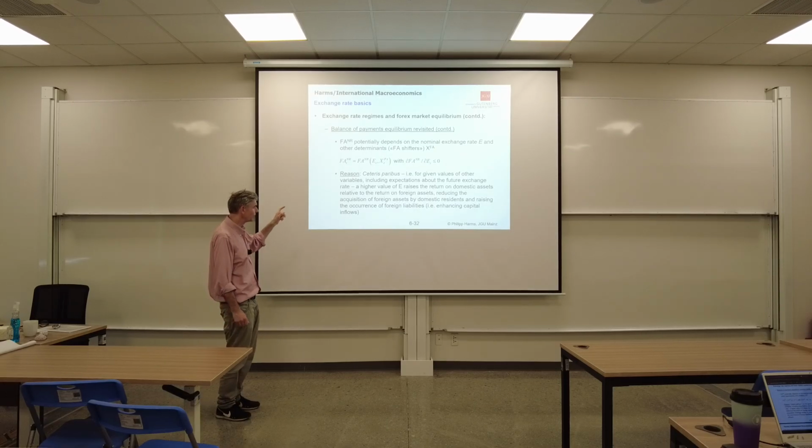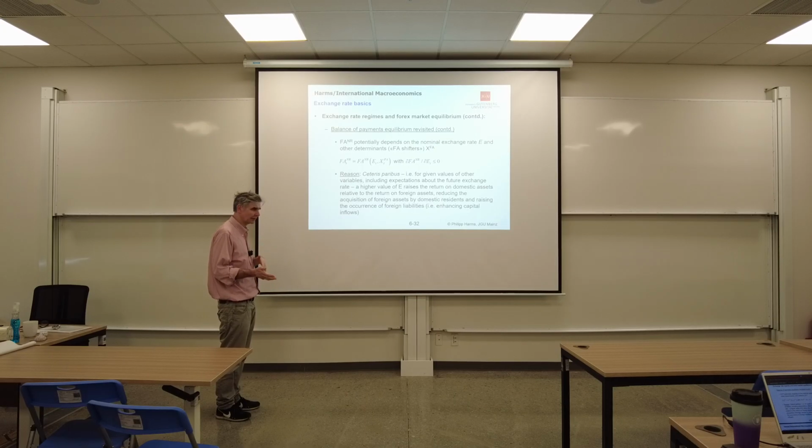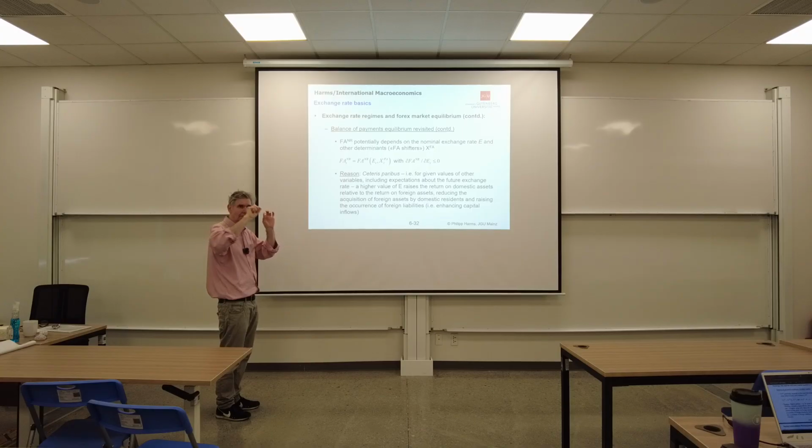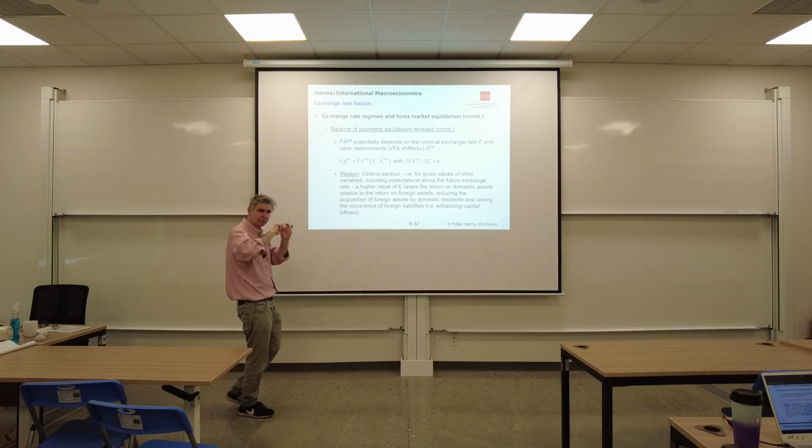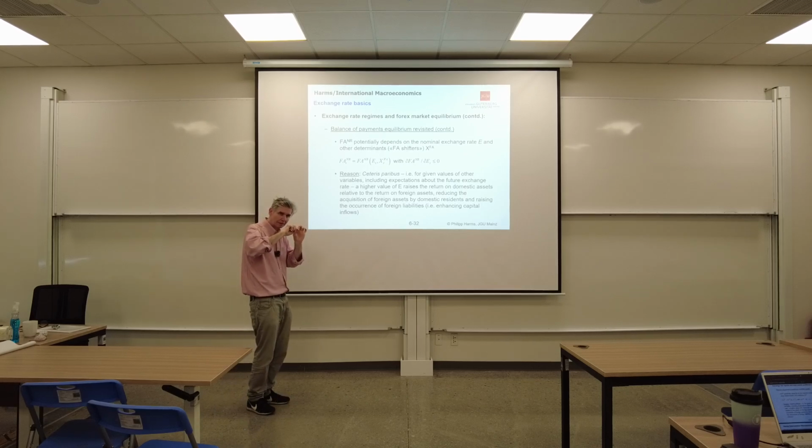Ceteris paribus, that is for given values of other variables, including expectations about the future exchange rate, a higher value of E raises the return on domestic assets relative to the return on foreign assets. So if E goes up, it's cheap for foreigners to buy domestic currency. Now, if it's cheap for foreigners to buy domestic currency, it's also cheap to buy domestic assets. If foreigners find it cheap to buy domestic assets, they buy lots of them. Now, if foreigners buy lots of domestic assets, liabilities increase by more than assets, and the financial account goes down.